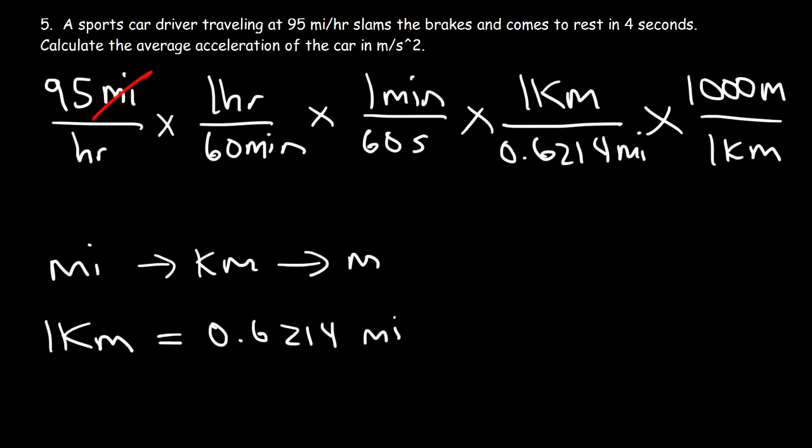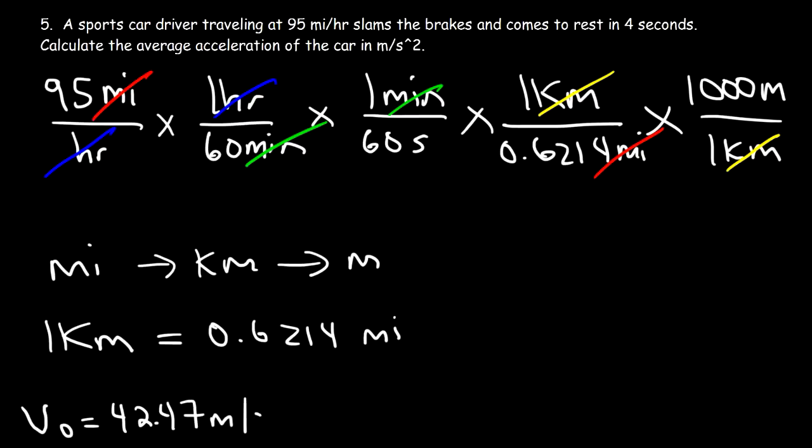So as we can see, the unit miles cancels. Hours cancels as well. The same is true for minutes. And finally, kilometers. So we're left with meters per second. Now let's do the math. 95 divided by 60 divided by another 60 divided by 0.6214 times 1,000 is about 42.47. So that's the initial speed of the vehicle. It's 42.47 meters per second.